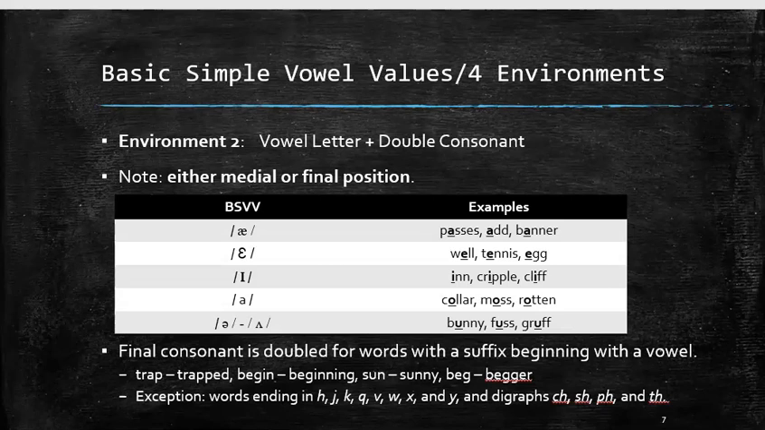So the double consonant is either going to be part of the original word, or it's going to occur as a result of adding a suffix which begins with a vowel. This does not occur with the letters H, J, K, and all the ones that I've mentioned at the bottom of this slide, right? And of course, digraphs are not doubled.